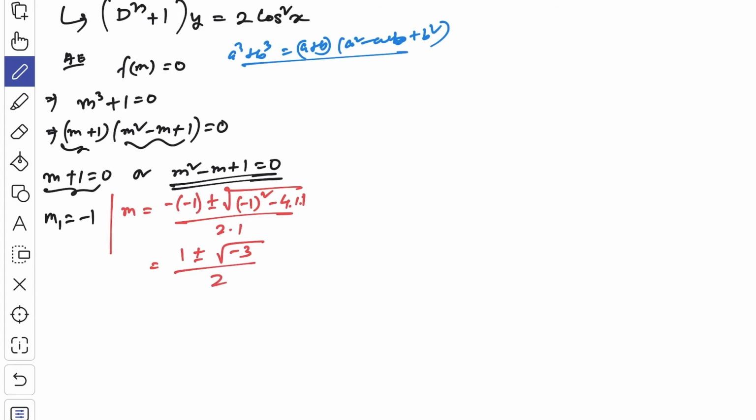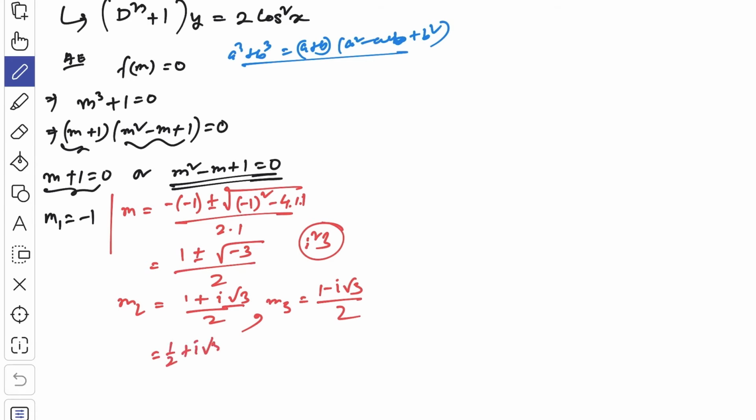Okay, and here you see minus 3 can be written as i squared into 3, so the other two remaining roots become m2 and m3. m2 is 1 plus i root 3 by 2, and m3 is 1 minus i root 3 by 2. Or you can write m2 is equal to 1 by 2 plus i root 3 by 2, and m3 is equal to 1 by 2 minus i root 3 by 2. So that's what we got.